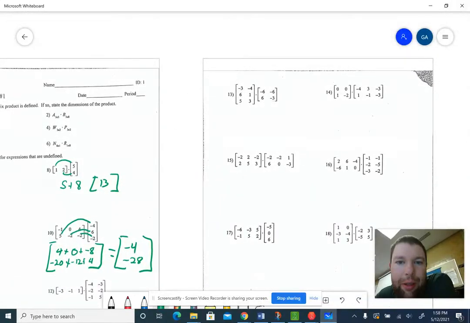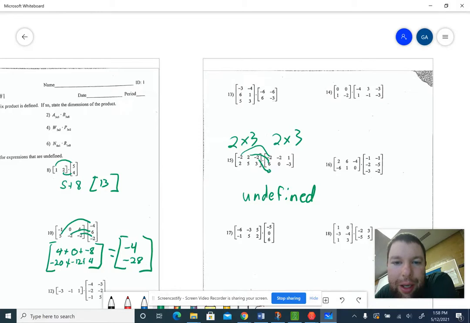2 by 3. Okay, let's look at this one. So this one is a 2 by 3, and then this is a 2 by 3. So this is going to be undefined. And the reason for that is when I try to multiply, it's row by column, right? So negative 2 would multiply with negative 2, 2 would multiply with 6, but the second negative 2 has nothing to multiply with. So that is why it is undefined.